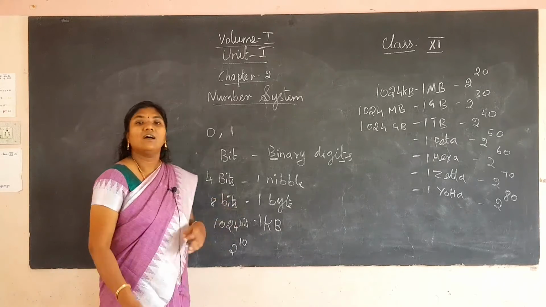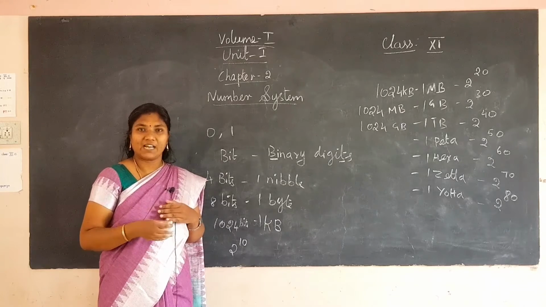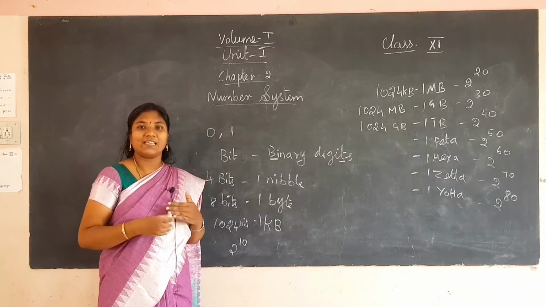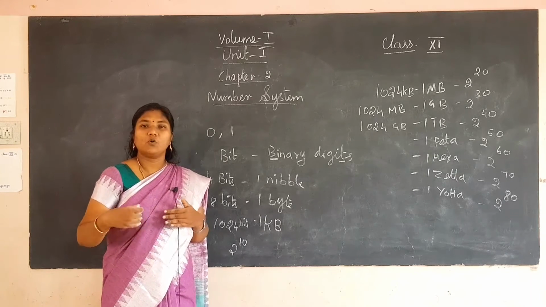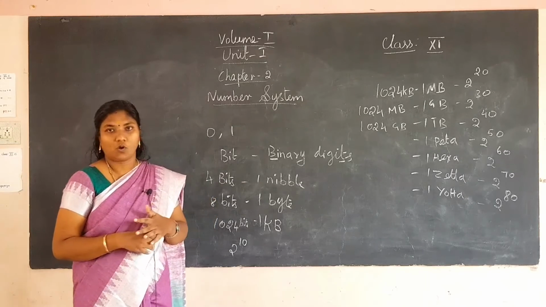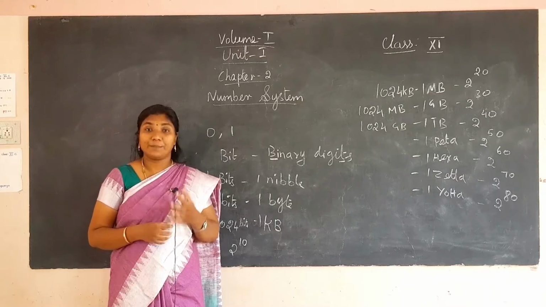So this is about bits. The computer can understand only machine language, zeros and ones. It is represented in bits, and as days go on, we came to know about megabyte, gigabyte, terabyte and so on. Next we are going to see the types of number system.